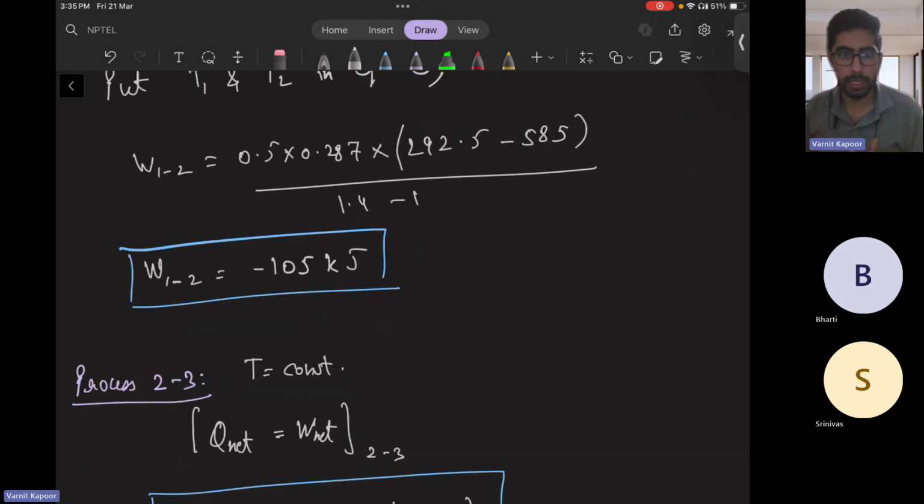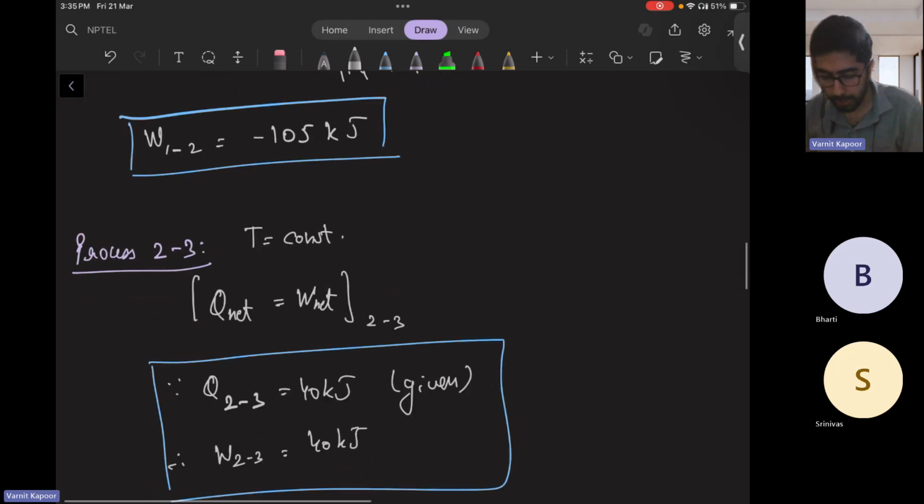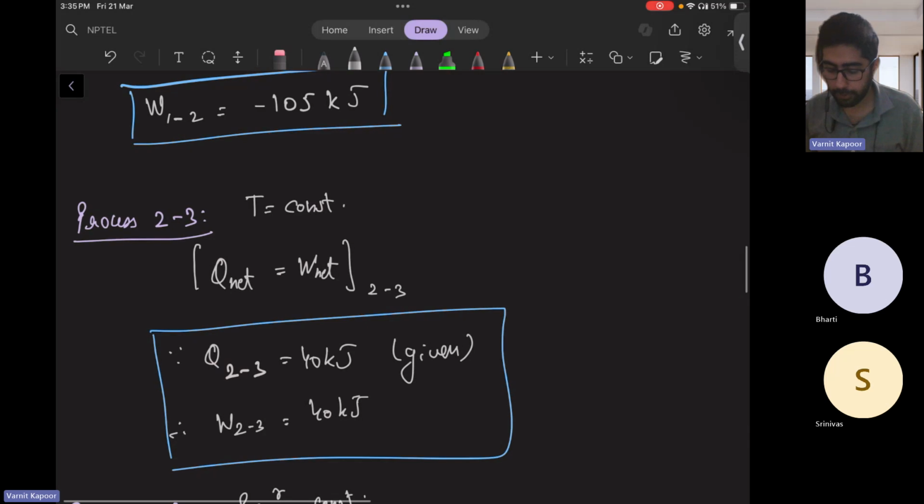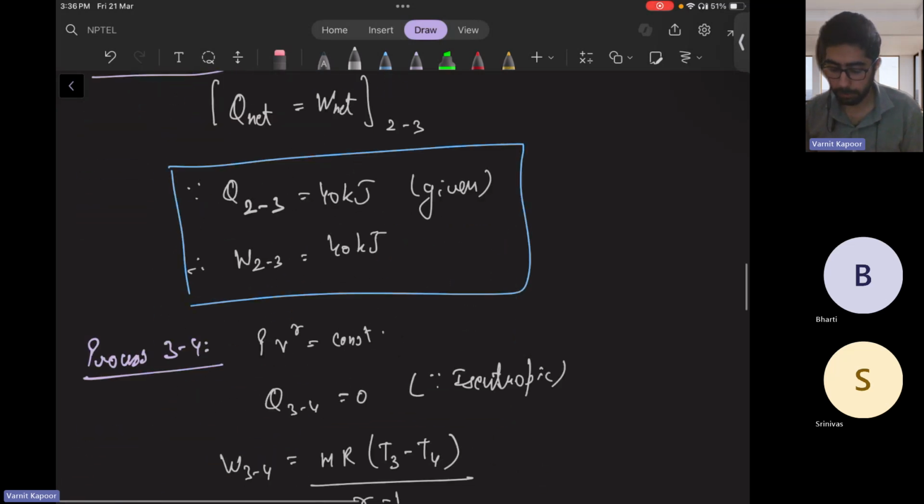Next is process 2 to 3. So 2 to 3 is the isothermal expansion, so temperature will remain constant. And you know that for an isothermal process, net heat interaction is net work interaction. It's a rectangular hyperbola on the PV plot, if you have read the previous tutorial. So we know that heat supplied from 2 to 3 is 40 kilojoules, given in the question. So that is nothing but your work net as well, 40 kilojoules from 2 to 3.